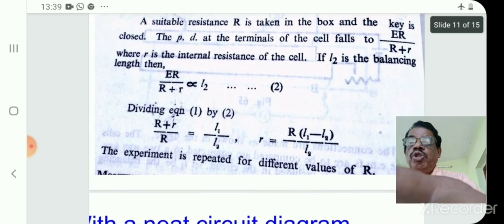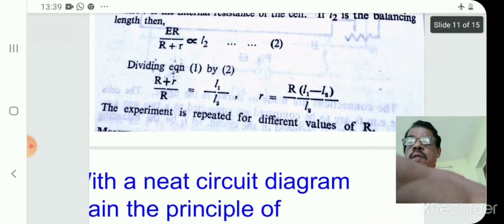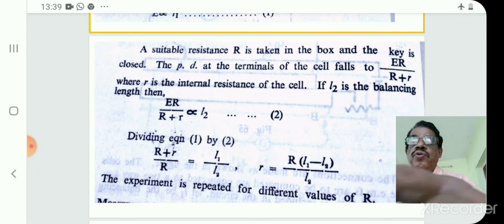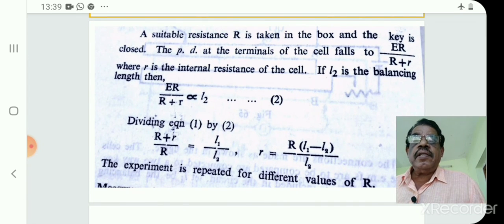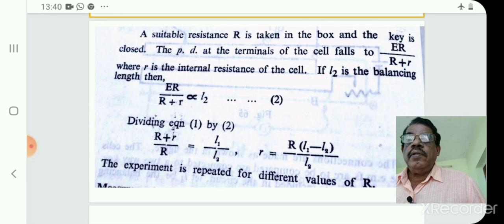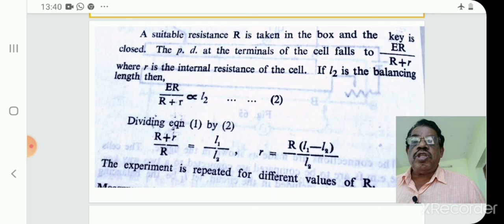Now, a suitable resistance, usually 1 or 2 ohm, is taken in the box and the key is closed. അപ്പോൾ ഒരു ക്ലോസ്ഡ് സർക്യൂട്ട് ആക്കണം. R-ൽ ഒരു 2 ohm എടുത്തിട്ട് നമ്മൾ ആ സർക്യൂട്ട് ക്ലോസ് ചെയ്യണം. PD across the cell falls to ER by R plus r. നമുക്കറിയാം PD IR ആണ്, I E by R plus r ആണ്. small r ആണ് സെല്ലിൻ്റെ ഇന്റേണൽ റെസിസ്റ്റൻസ്. അപ്പോൾ PD ER by R plus r ആയിരിക്കും, പുതിയ ബാലൻസ് ഇത് കാരണം. Then we can write the new PD, ER by R plus r, proportional to L2, equation number 2.